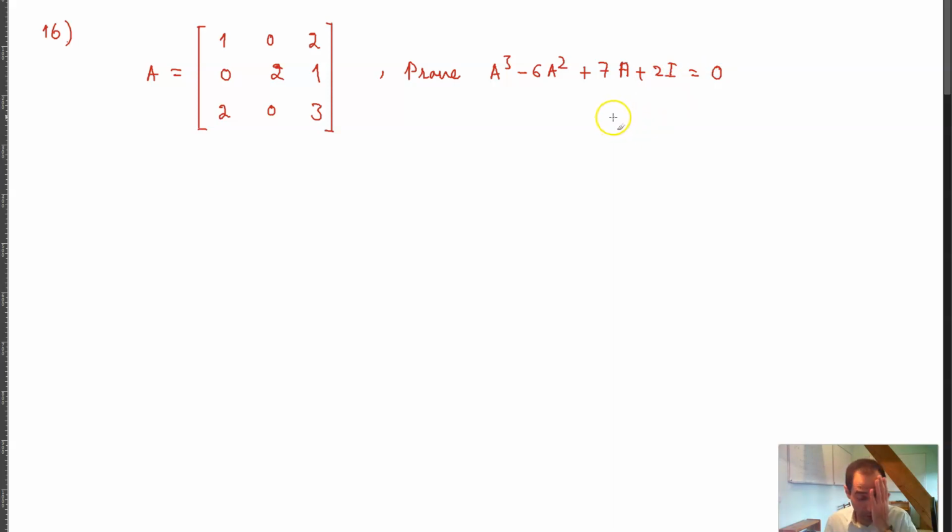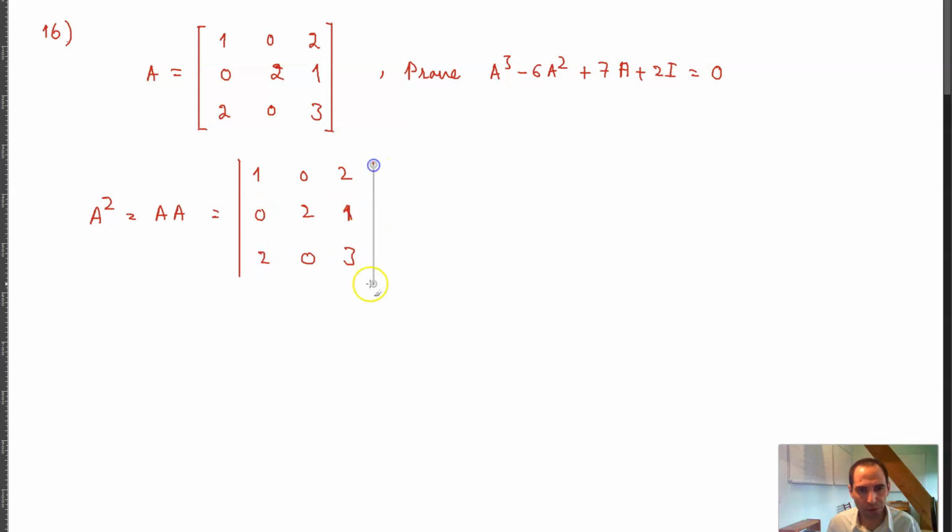Now, here what we can do is that first let's calculate A cube. To calculate A cube, I first calculate A squared, which is equal to A times A, which is equal to 1, 0, 2, 0, 2, 1, and 2, 0, 3, because I want to see if something actually works.